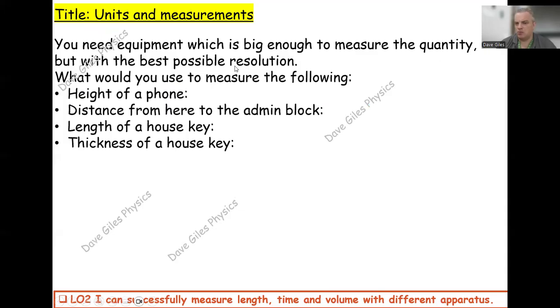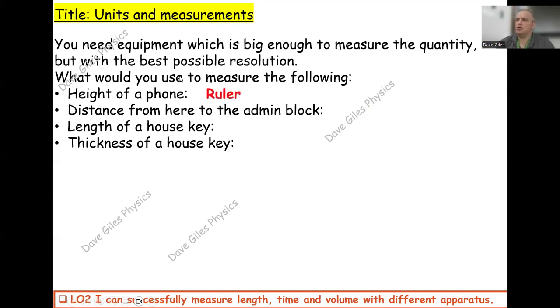The height of a phone. Well, you just look in the corner there, see my picture. You can see there's my phone. Without getting my ruler out, I think that's about 15 centimeters high. See how close I am. Pretty close, 15 and a half roughly. So you're going to use a ruler.